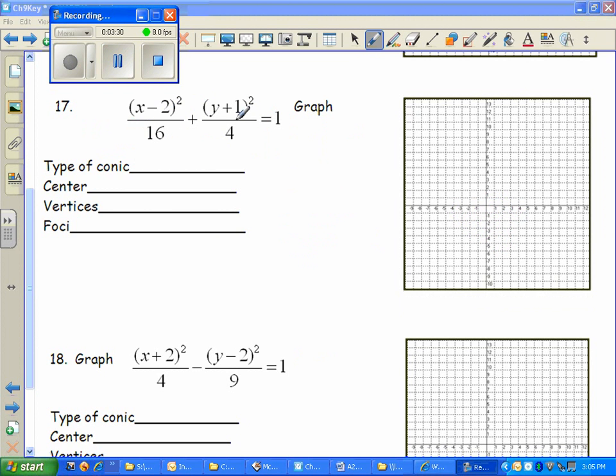On number 17, I can tell by looking at it, it's already in the right format. It's got x squareds and y squareds. It's got fractions. It's got equals to 1. And it's got a plus in the middle. So I can tell based on the fact that it says plus in the middle and not minus that this is an ellipse.